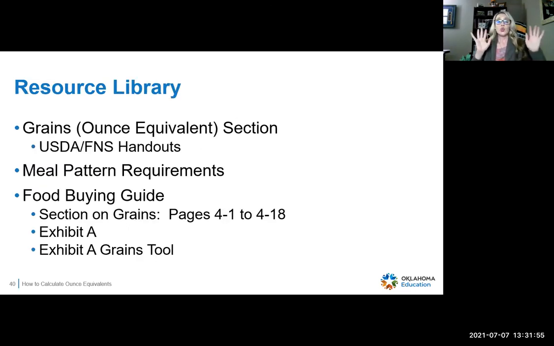So again, in the resource library, we have all these handouts. We have the ounce equivalent. This is the one you're mostly going to want. You're going to love this one, the ounce equivalent. We have the new chart out there, and the grains chart specifically says October 1, 2021 in the heading, so that way you're not getting confused. And I don't really think you're going to use the calculating. I think you're going to use these two the most.